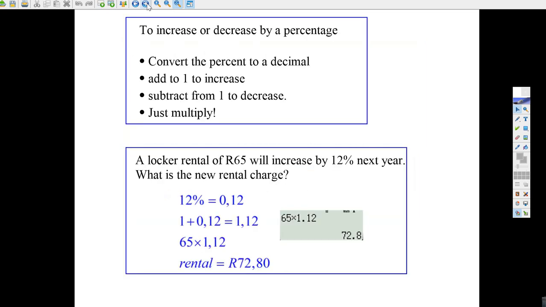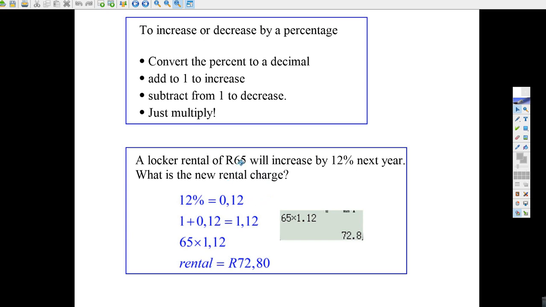Let's do a couple of questions that are a little bit harder. So first thing we do, if you want to increase or decrease by a percentage, first step, percent to a decimal. And then add to 1 if you want to increase, subtract from 1 if you want to decrease.